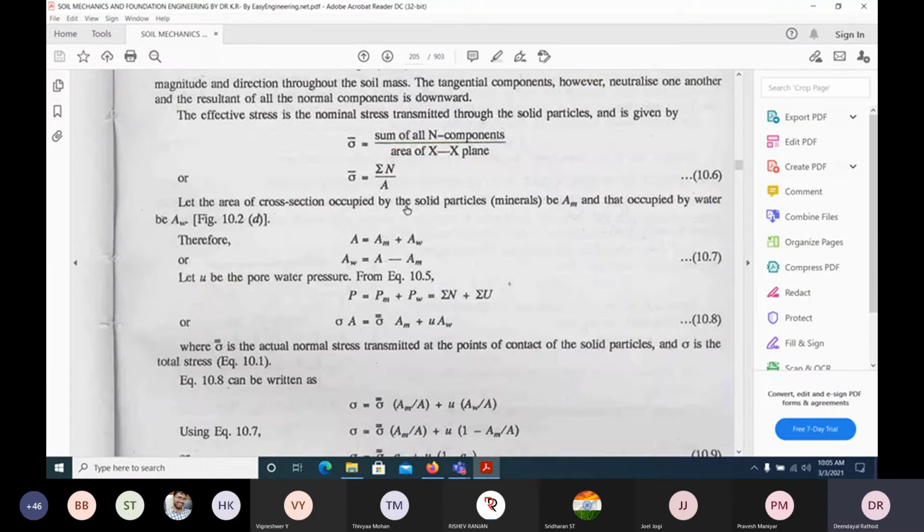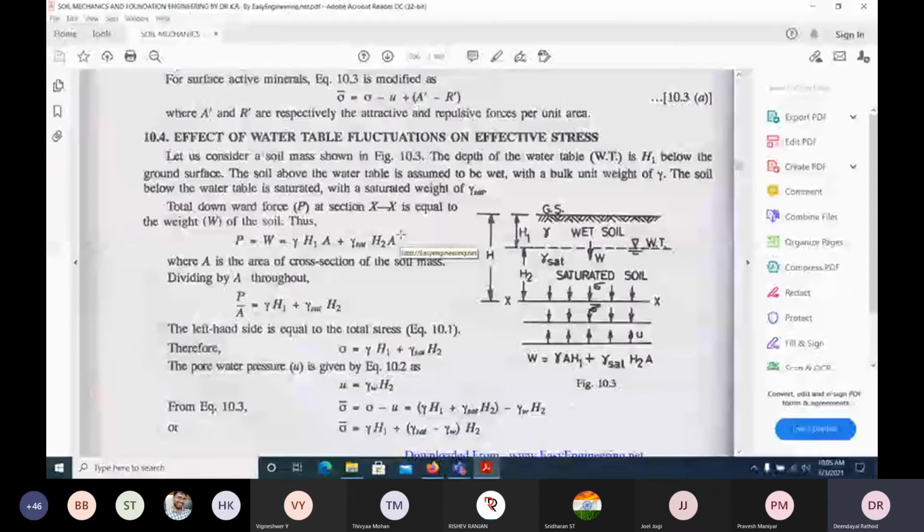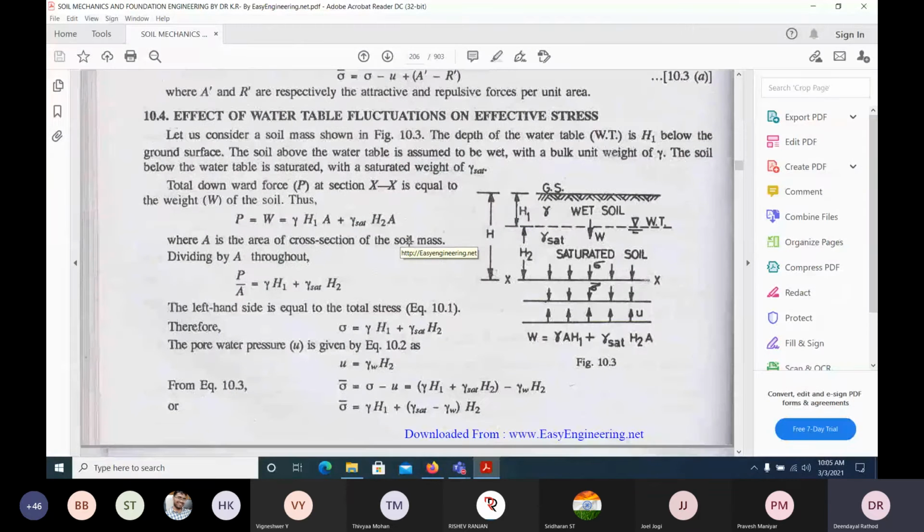Okay, now coming to one more diagram. Okay, now is it visible now? Now let us see. Hope you are following, right? Please respond.